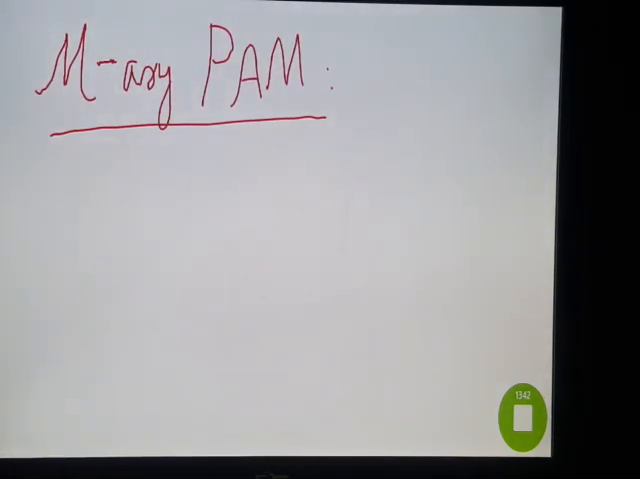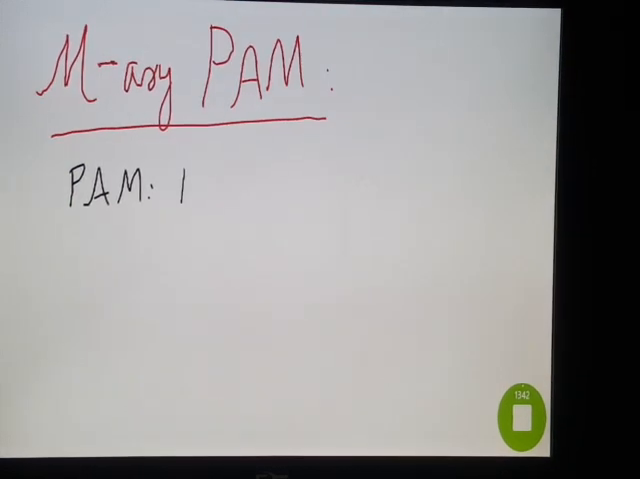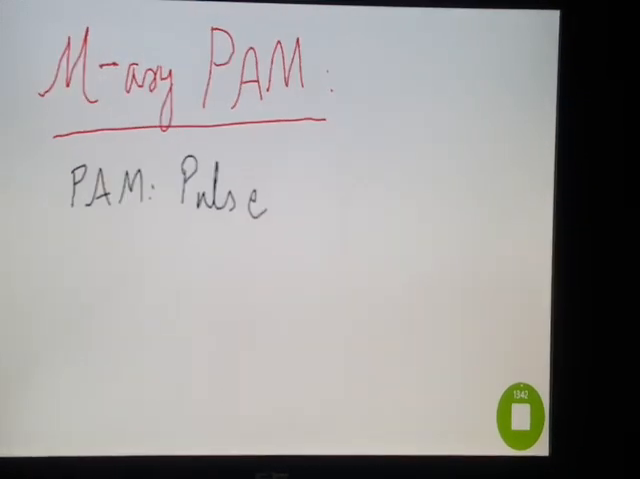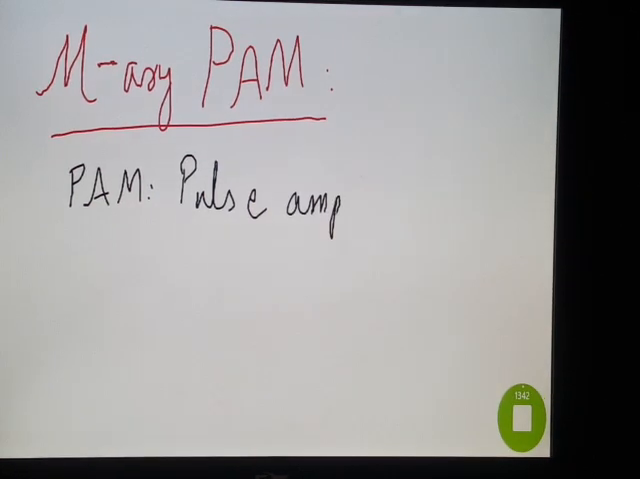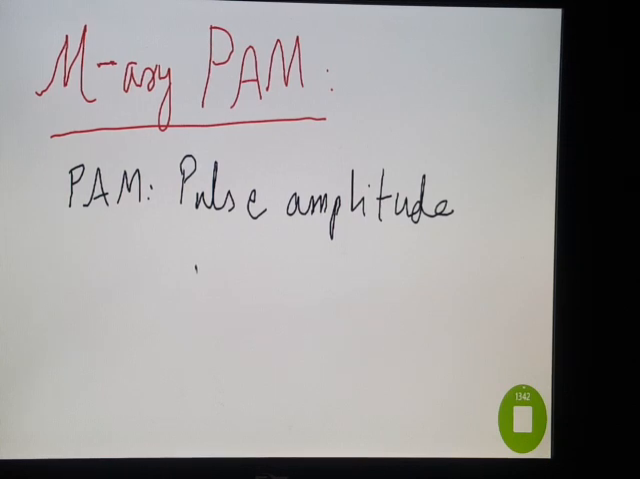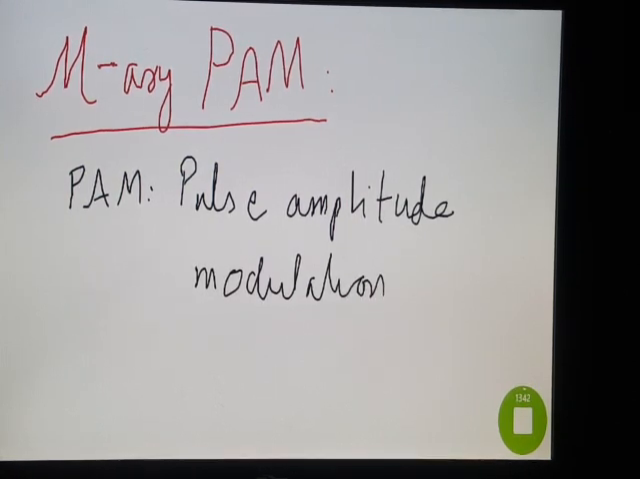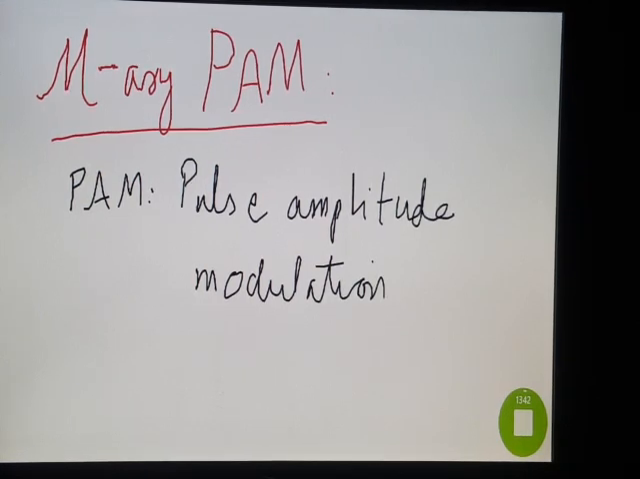Today the topic is M-ary PAM, or M-ary Pulse Amplitude Modulated Signal. So PAM stands for Pulse Amplitude Modulation. We will learn the pulse amplitude modulation scheme.